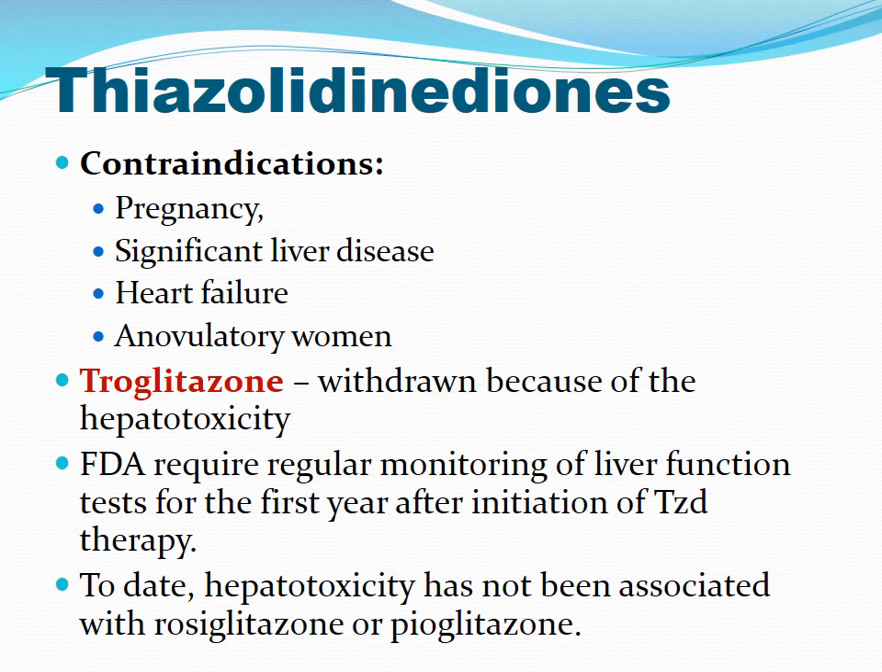Troglitazone was withdrawn from the market because of its hepatotoxic effects. Regular monitoring: the FDA, or the Food and Drug Administration, requires regular monitoring of liver function tests for the first year after initiation of thiazolidinediones. To date, hepatotoxicity has not been associated with the use of rosiglitazone or pioglitazone.